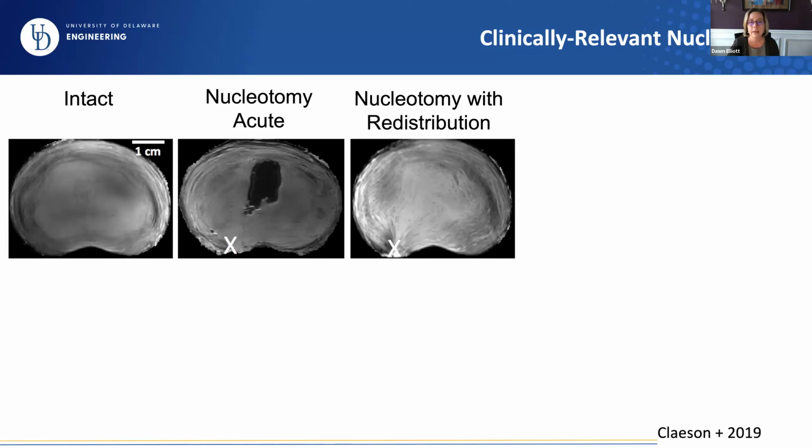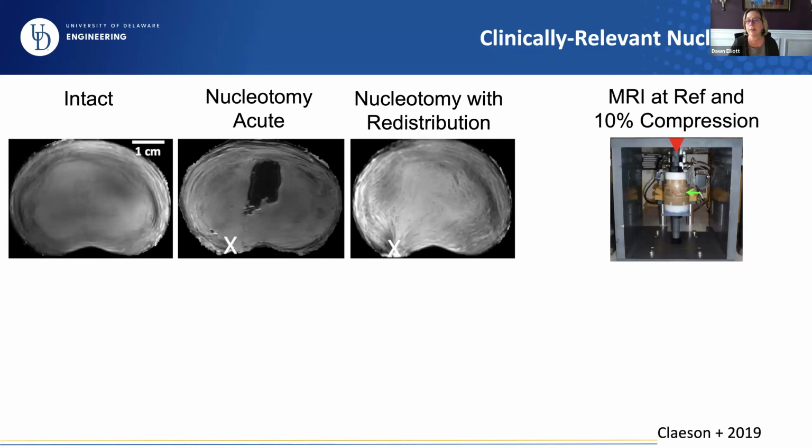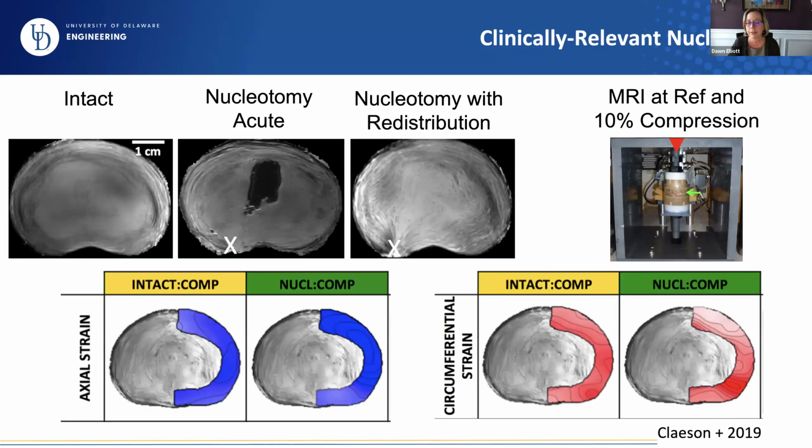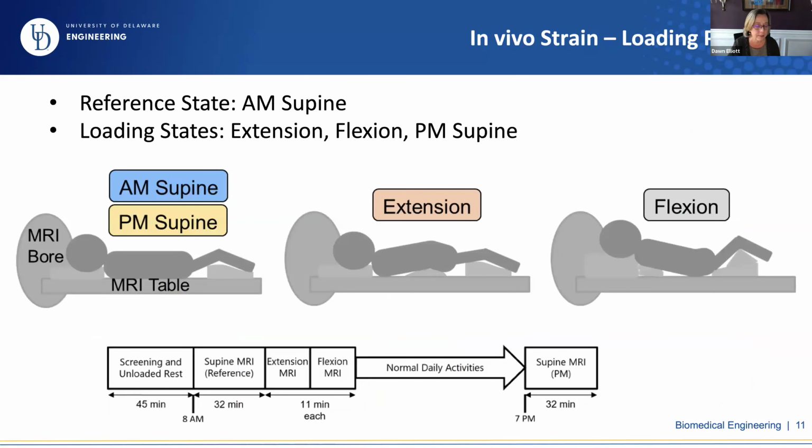So we looked at the post-nucleotomy using the same techniques of MRI taking at a reference condition at under 10% compression. And what we saw in this study, that the axial strain intact versus after nucleotomy was not very much different, but that the circumferential strains in the annulus fibrosus changed quite a bit. So given our success using cadavers to quantify mechanics using MRI, we really wanted to move into the in vivo condition. So here is the overall loading protocol in our study.